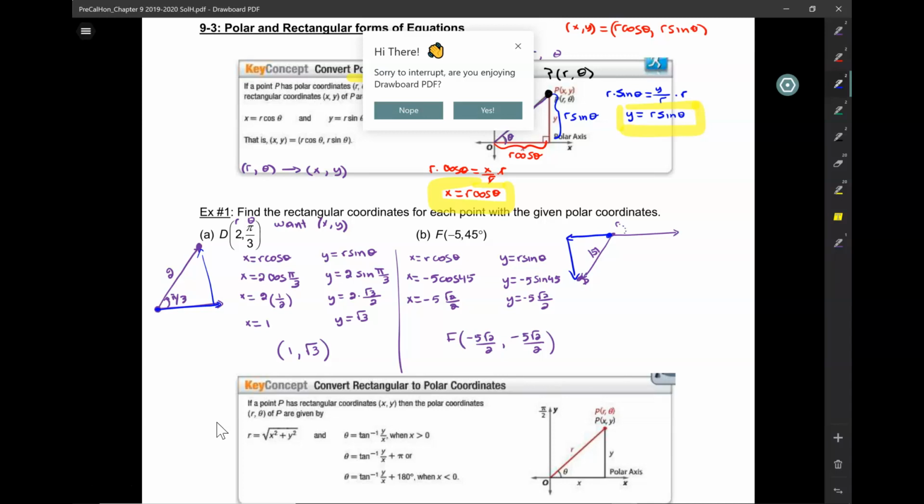Yes, it does. Okay, so that's how we convert from polar to rectangular.